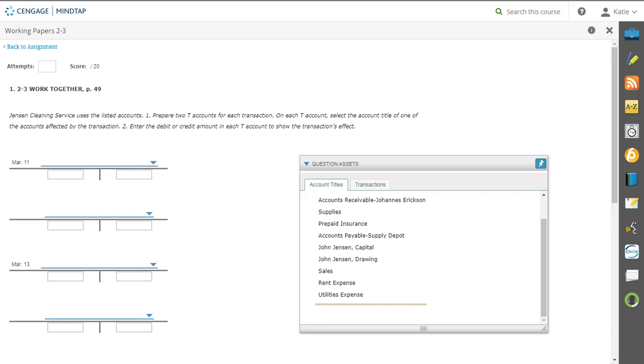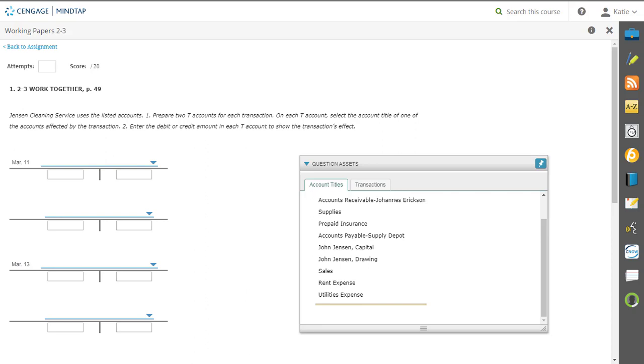Okay, so accounts receivable, is that an asset, a liability, or owner's equity, Dominic? It is an asset. What is the normal balance of an asset, debit or credit? Okay, so the normal balance is a debit. Does Johannes Erickson owe us more money or less money? More. So are we going to debit or credit accounts receivable Johannes Erickson? We are going to debit.